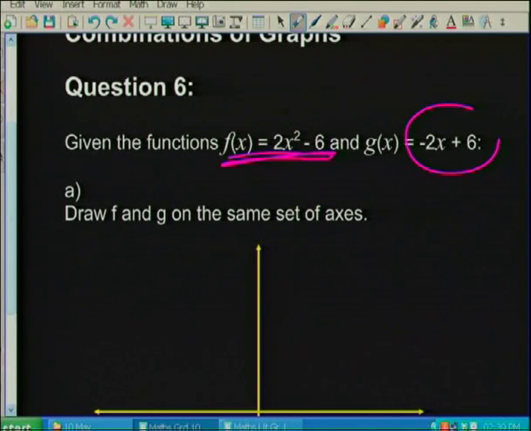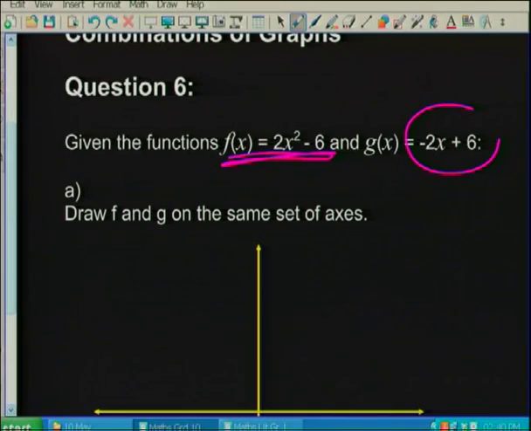We were told here, given the functions f of x equal to 2x squared minus 6 and g of x equal to minus 2x plus 6. They look very similar, but don't be fooled. The first is a parabola, the second is a straight line graph. And they are simply just asking us to draw f and g on the same system of axes. Right. So let's start with f. f is our parabola. What do we know about this parabola?